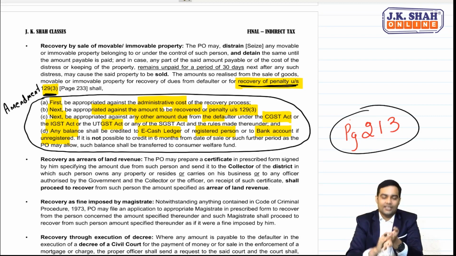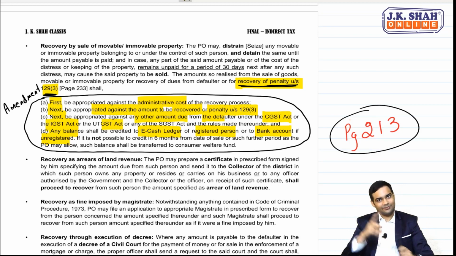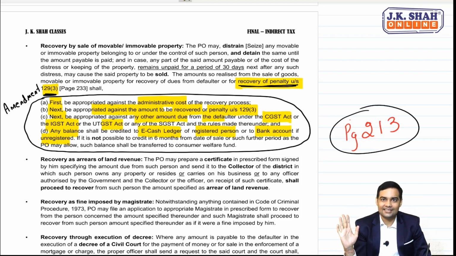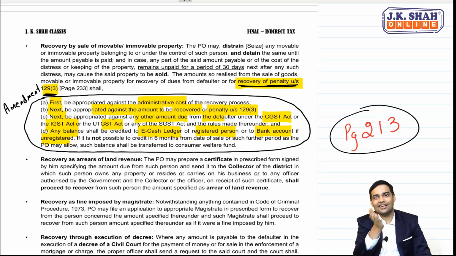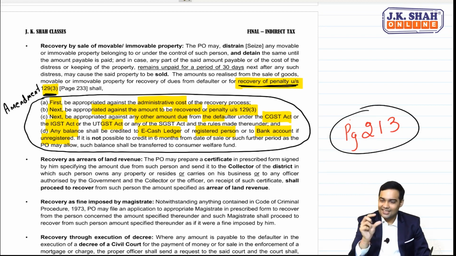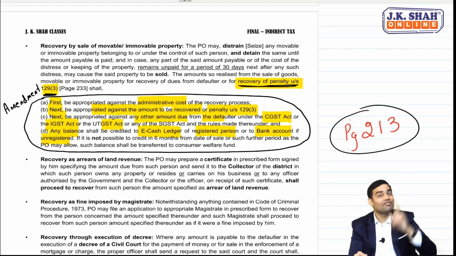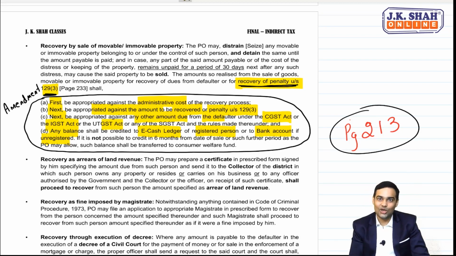What if the person is not there? Say suppose I evaded tax. Example, I evaded tax and now I run to Dubai. Then in that case, my property is sold. If there is some left out amount, what will happen to that? Sir, government will come to Dubai and credit it to your bank account in Dubai.